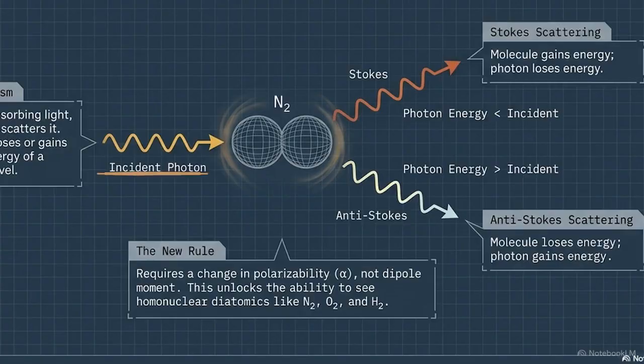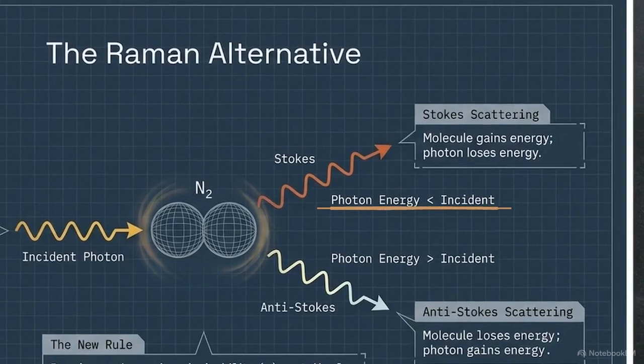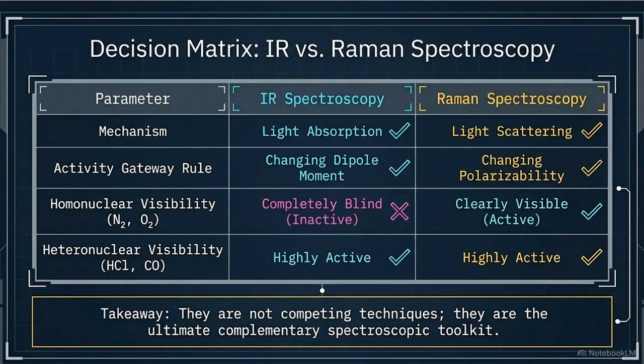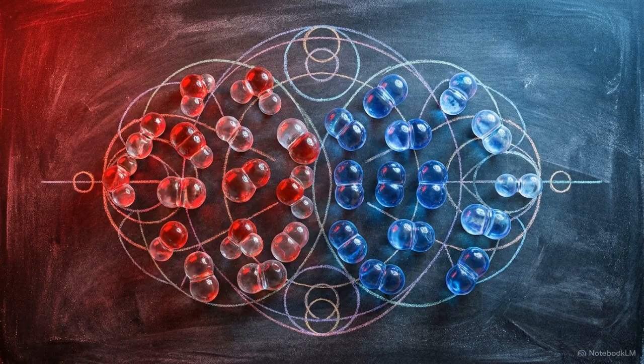This chart illustrates the difference. The molecule scatters the incident photon. Raman activity requires a change in polarizability. During Stokes scattering, the molecule steals energy, resulting in a scattered photon with less energy. In anti-Stokes, it donates energy, resulting in a higher energy photon. This decision matrix highlights the exact divide. Where infrared spectroscopy is completely blind to homonuclear molecules, Raman spectroscopy makes them clearly visible. Infrared and Raman are complementary techniques. They provide the dual lens required to fully map molecular structures across all symmetry types.